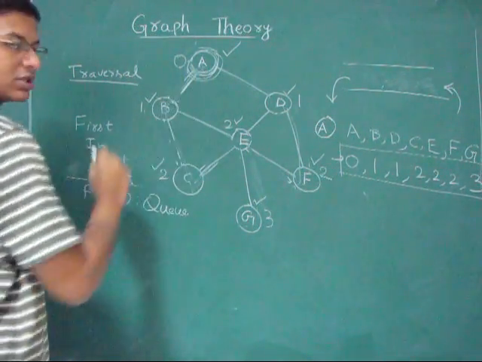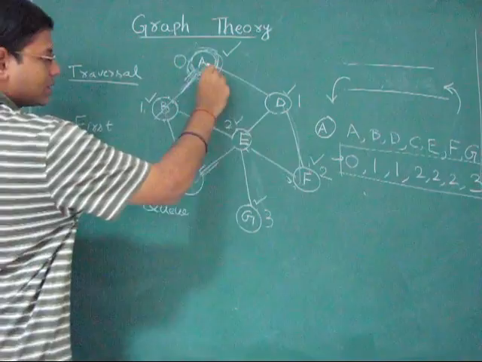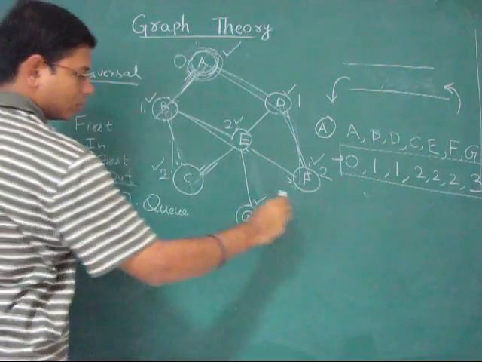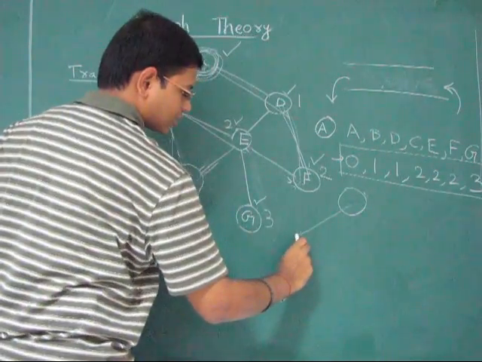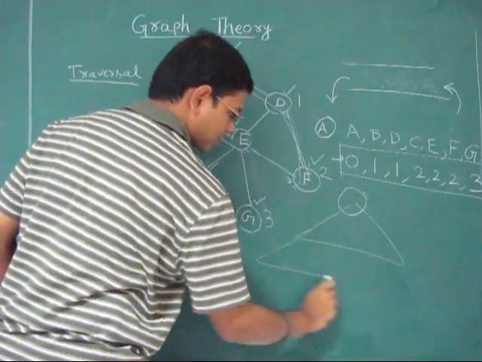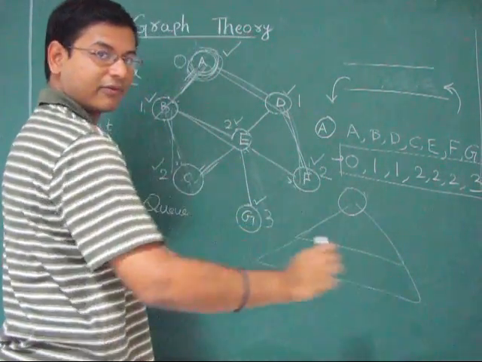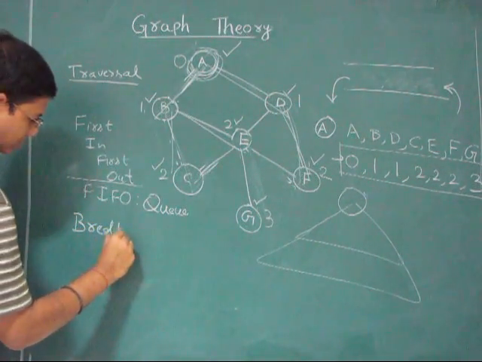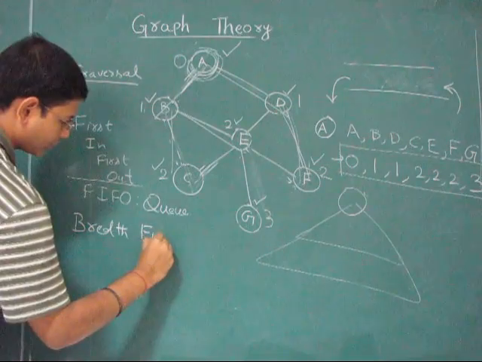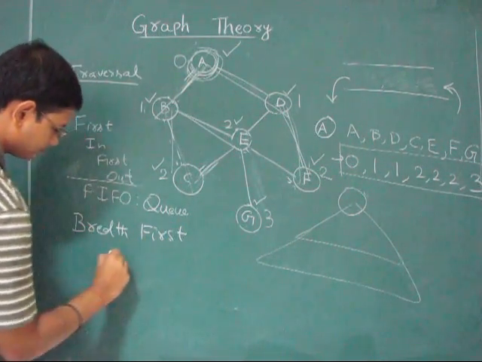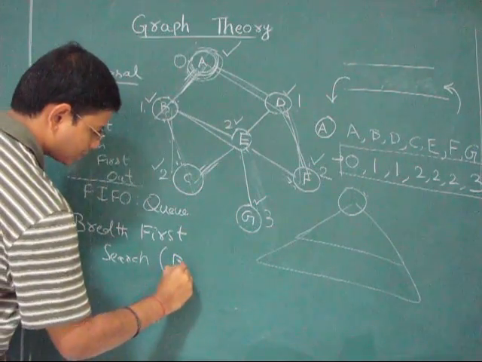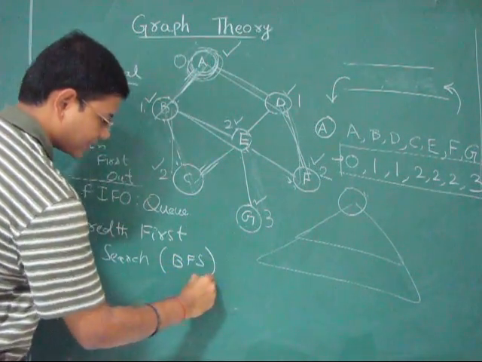Starting from this vertex, I will go through its neighbors, and then through their neighbors. I will try to expand the graph as far as possible, increasing the breadth of the graph. So this algorithm is called breadth first, and is popularly called BFS.